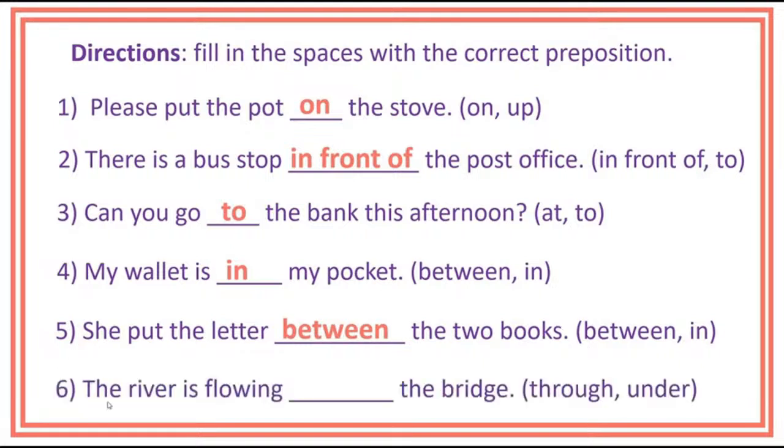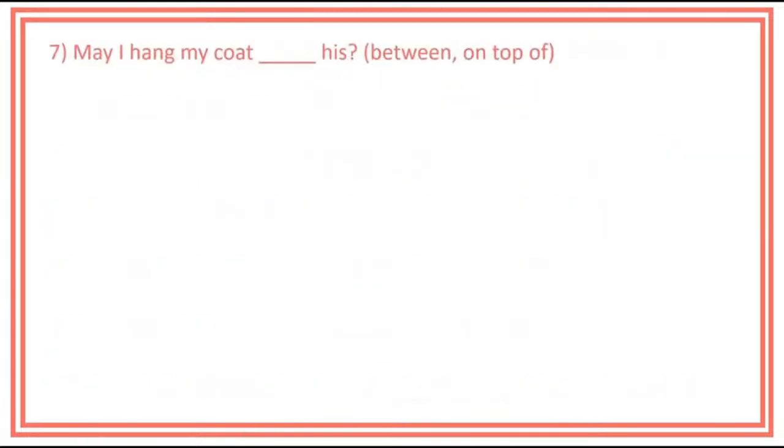Number 6. The river is flowing blank the bridge. Through and under. Answer. The river is flowing under the bridge. Number 7. May I hang my coat blank his? So, the prepositions inside the brackets are between and on top of. Answer. May I hang my coat on his?